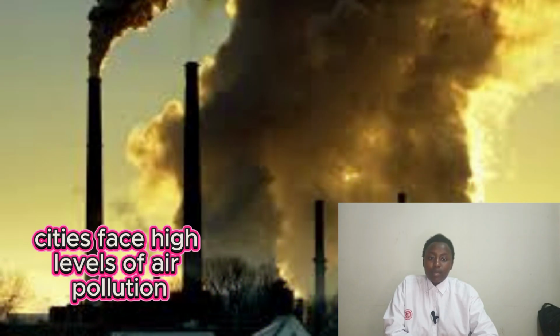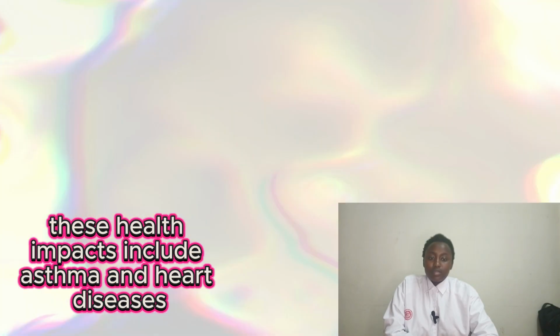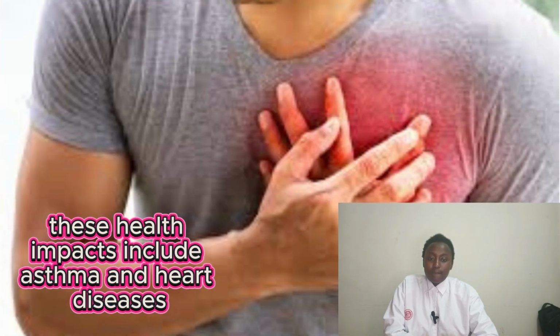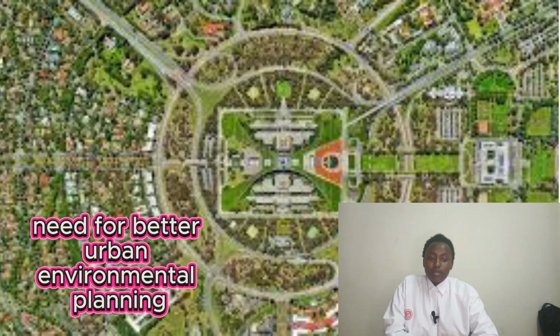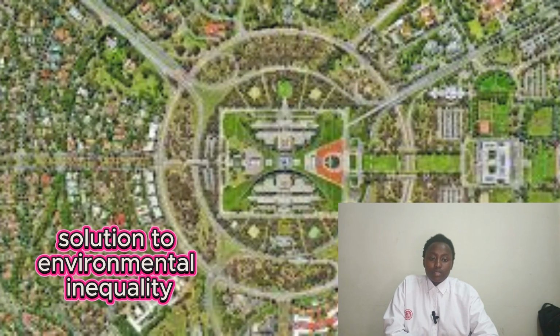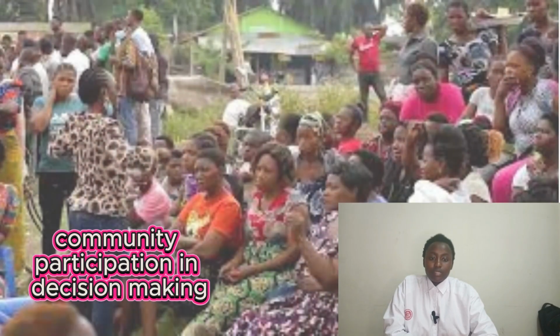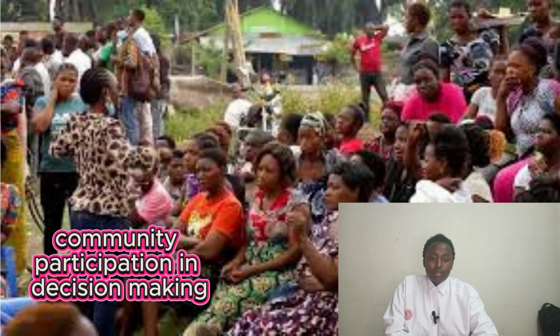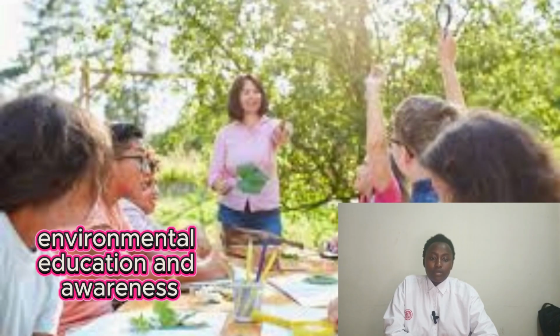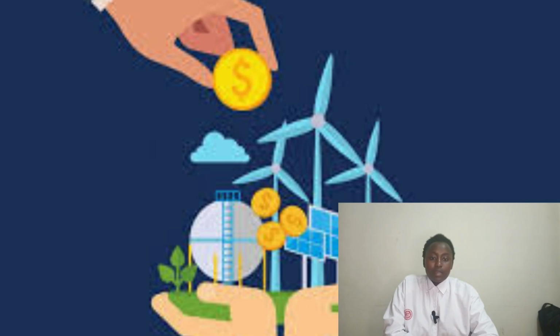Case study of urban pollution: cities face high levels of air pollution, with industrial areas located near residential settlements. The health impacts include asthma and heart diseases, showing the need for better urban environmental planning. Solutions to environmental inequality: stringent environmental regulations, community participation in decision making, environmental education and awareness, and investment in clean technologies.